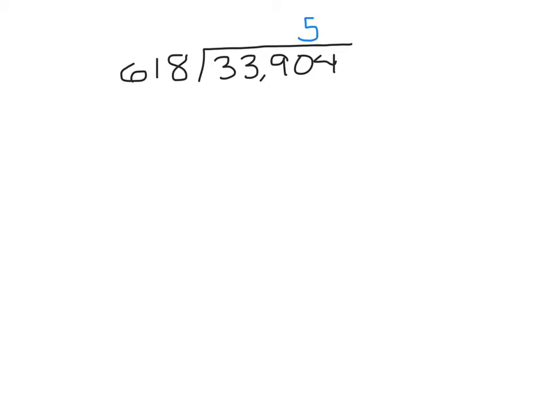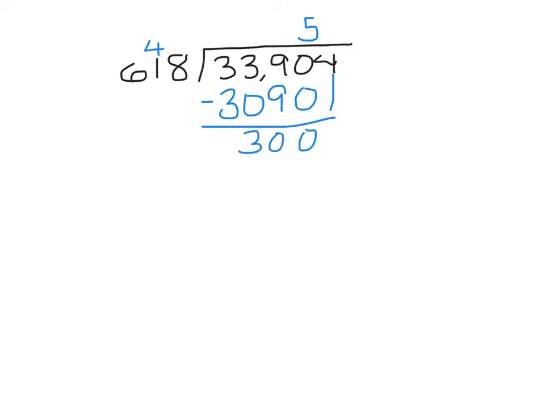Our next step in division is to multiply. So 5 times 8 is 40. I carry my 4. 5 times 1 is 5, plus 4 is 9. And 5 times 6 is 30. Now I subtract. And then I need to bring this 4 down. So now I have 618 going into 3,004. Well, I went in 5 times before, and it was 3,090. That's too big. It's close, but it's too big. So that's easy for me to realize it's only going to go in there 4 times.